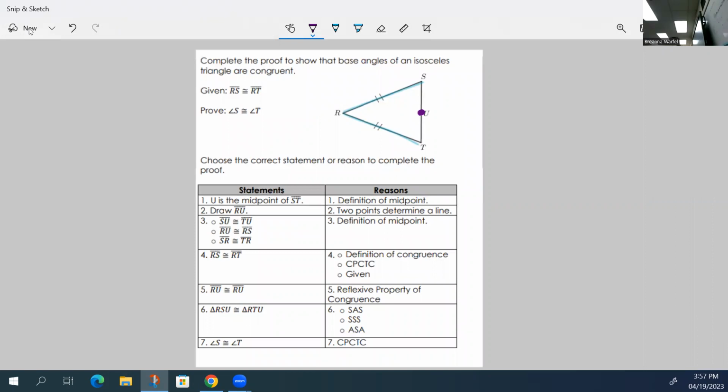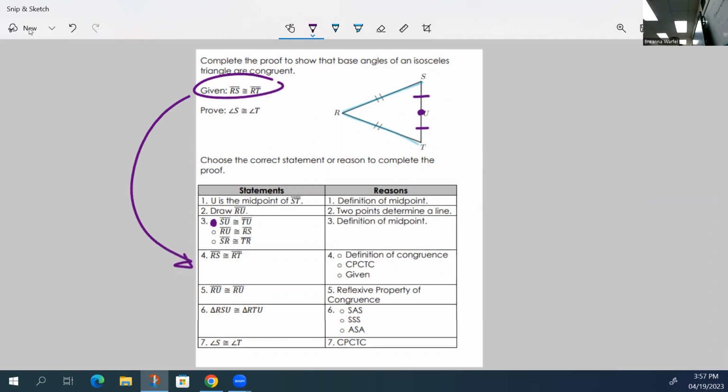The definition of midpoint says that SU is congruent to TU. So that is your first answer. It says RS is congruent to RT. Well, hello. It was given to you. That should have been super easy. Remember, givens don't always have to be first. Then they create the line RU. And because it's the reflexive property, you know that they're congruent.